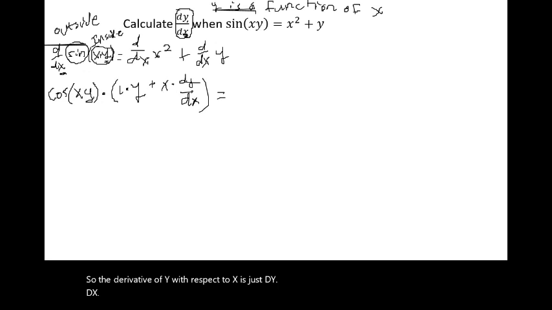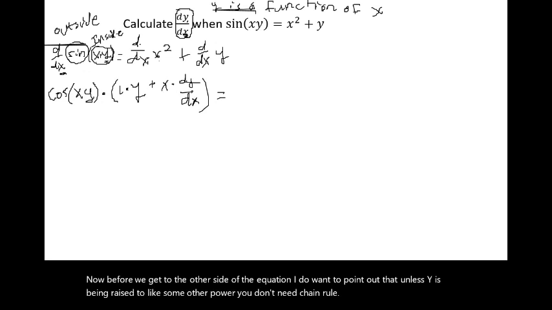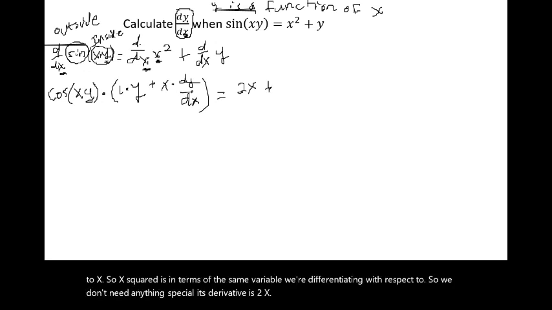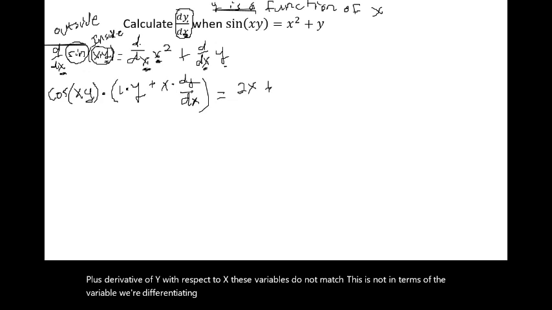So then for the other side of the equation, we're taking the derivative of x squared with respect to x. So x squared is in terms of the same variable we're differentiating with respect to, so we don't need anything special. Its derivative is 2x. Plus derivative of y with respect to x. These variables do not match. This is not in terms of the variable we're differentiating with respect to. Now, y is not being raised to any powers. y is not inside of a sine. It's just y by itself. So you don't actually need chain rule here, but you are going to represent its derivative as dy dx.